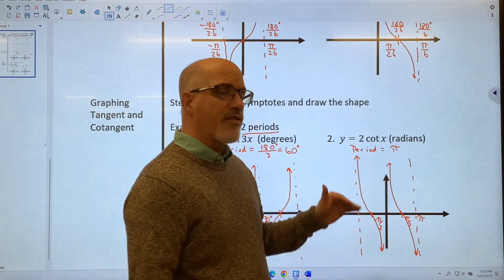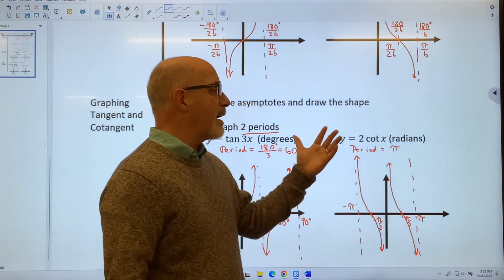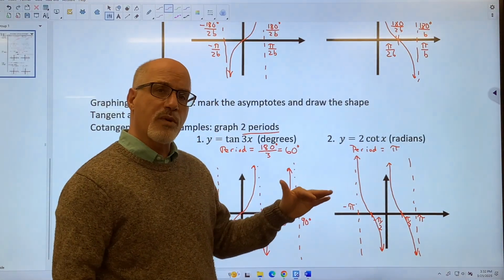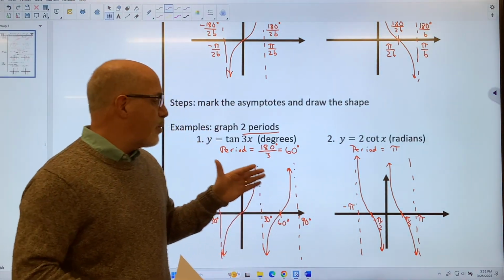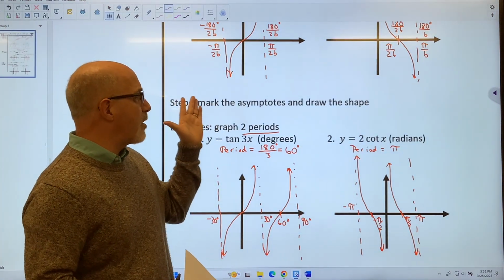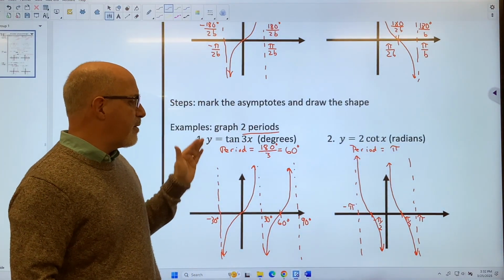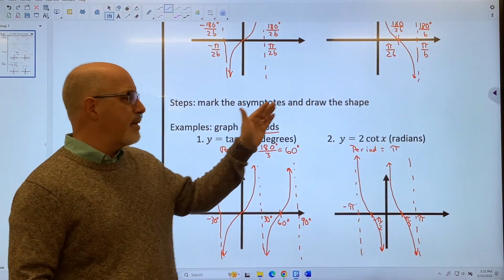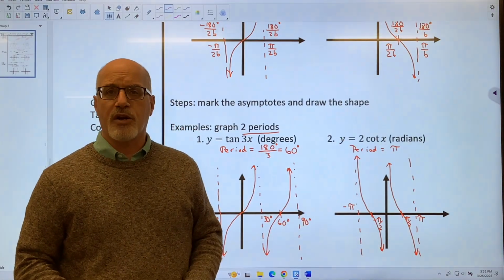If there's a number in front, it does stretch or shrink it, but it doesn't really impact our graph the way we're drawing it because we're not being that precise. So when we look at these graphs, we can draw them using the basic steps of marking the asymptotes first, and then remembering the shape of tangent starting down and ending up, and cotangent starting up and ending down, to get our graphs.